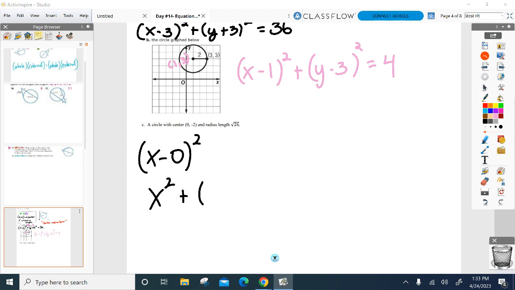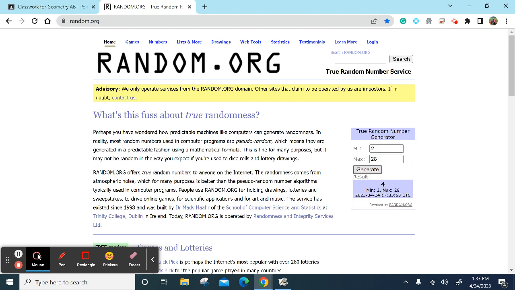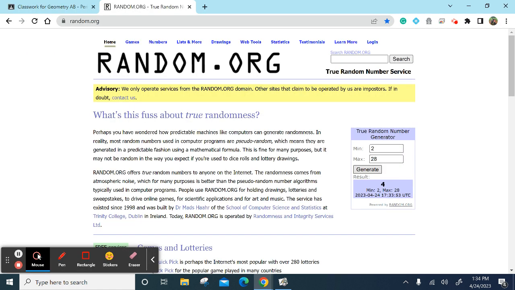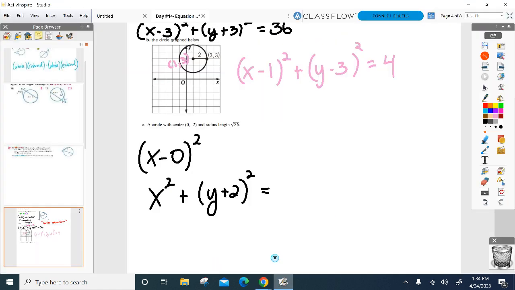Plus, what's my k value up here? Negative 2. So when I write it in, it'll become y plus 2 squared. Equals, what am I going to write in there now for r squared? If you don't remember what happens when you square a radical, do it in your calculator. What's it going to be on the right side? 26. And we are done.